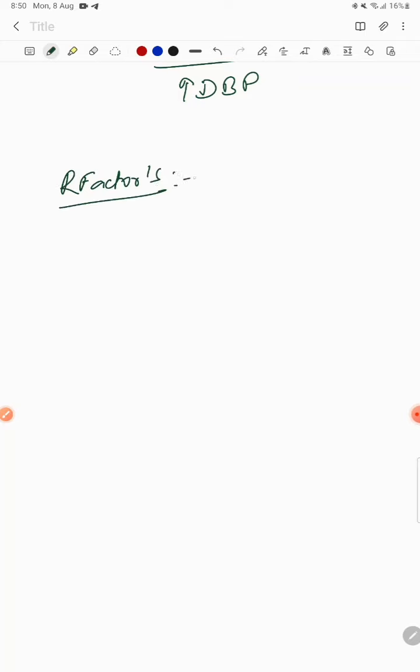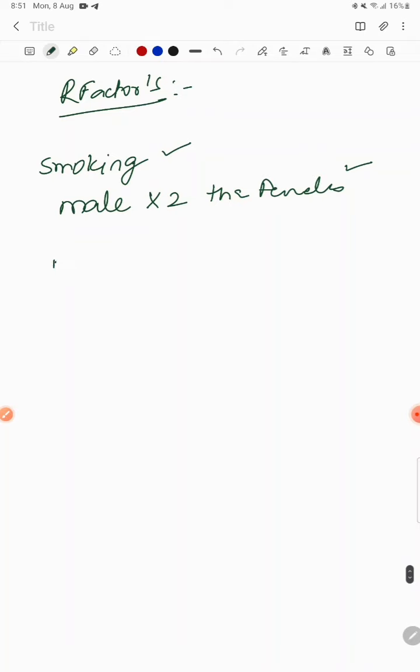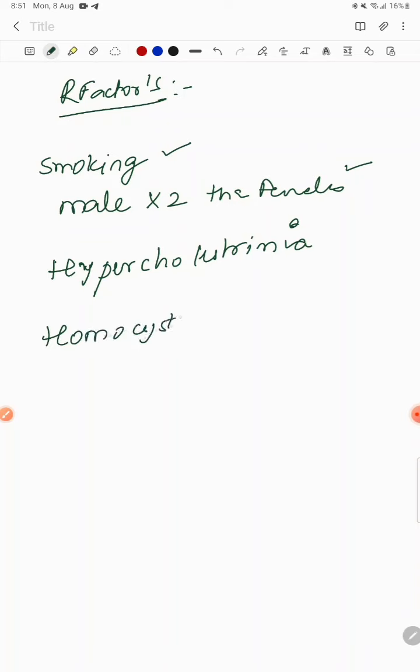The risk factors for hypertension are smoking, male sex. It is more common in males, as much as twice as common in males than females. Smoking, males, and those who have high cholesterol in their blood, that is called hypercholesterolemia. Or those who have high homocysteine in the blood, which is also called homocysteinemia.